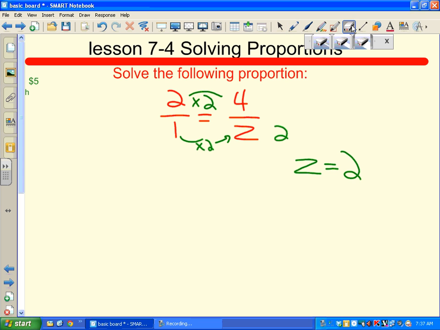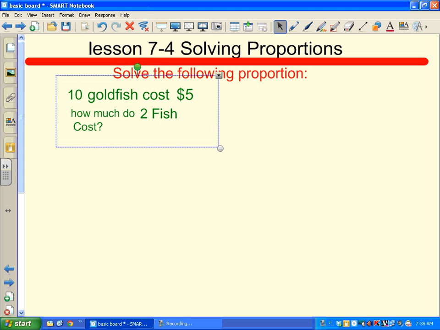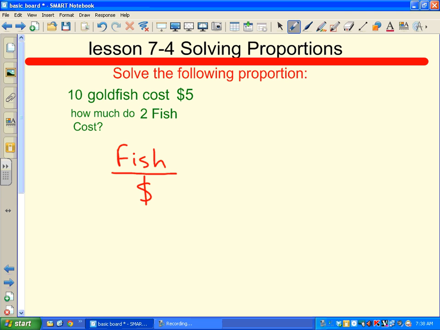Very simple. Now, how can this be used in the real world? Well, we use this in the real world all the time. You probably don't even know it. Here's one example that I came up with. 10 goldfish cost $5. How much did 2 fish cost? Well, I need to set up my problem. First, I'm going to put in the names just so I don't get confused. Fish over their cost. I know that 10 goldfish cost $5. What I need to find out is how much do 2 fish cost?